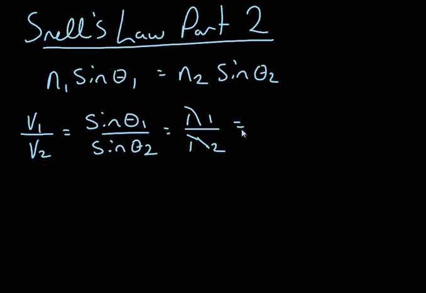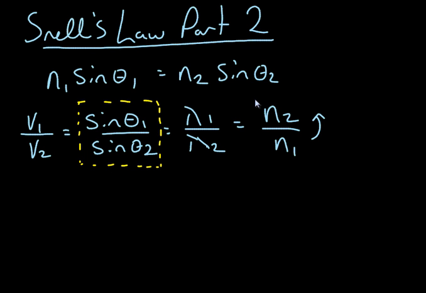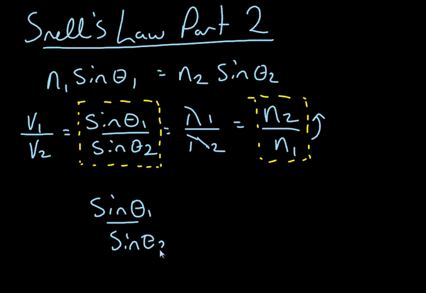And then the tricky part, N2 over N1. This ratio is inverted from the other ratios, okay? We'll talk about the reason why that is in just a minute. So if I take just a specific part out of this, because this is what's going to be important for light rays or light waves, what you'll see is this relationship. Sine theta 1 over sine theta 2 is equal to N2 over N1.